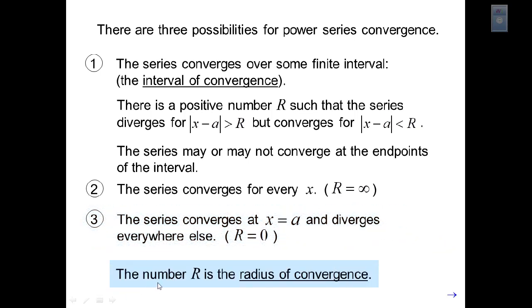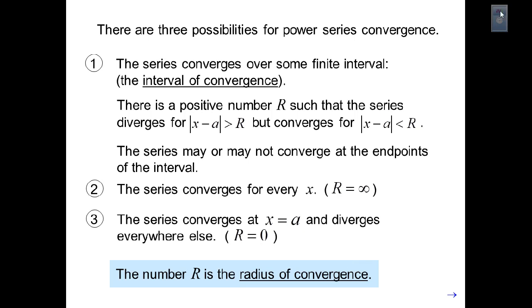And as I said, the number r is the radius of convergence. So it is going to be, no, it's going to be 1/2 the length of the interval where this thing's going to converge. Okay, the radius of convergence is 1/2 the length of the interval where this thing converges.